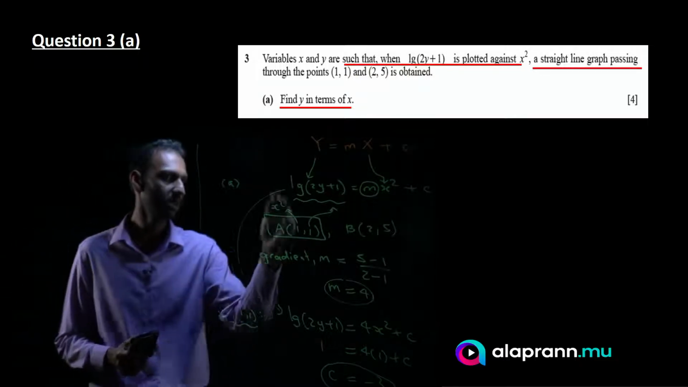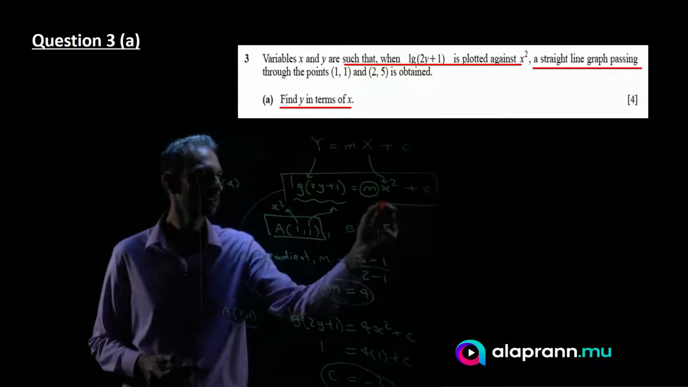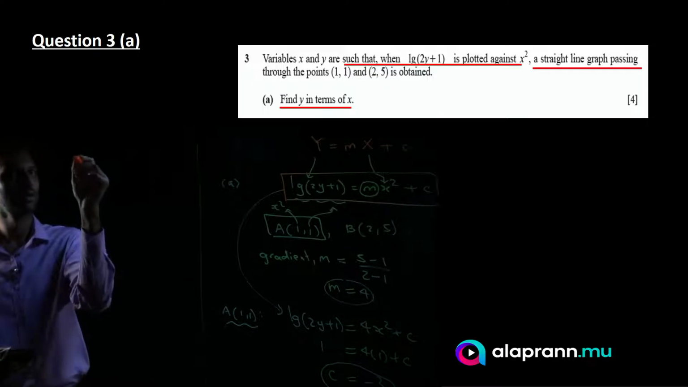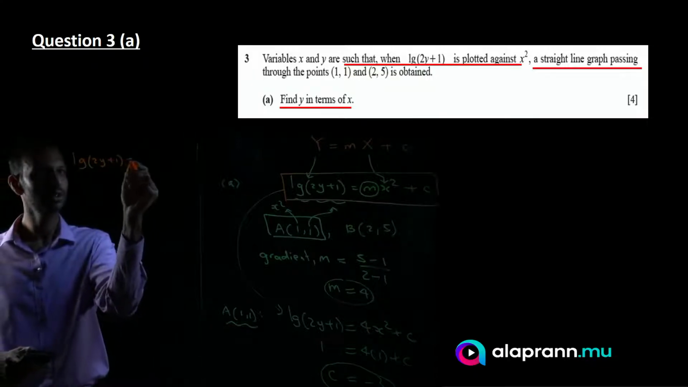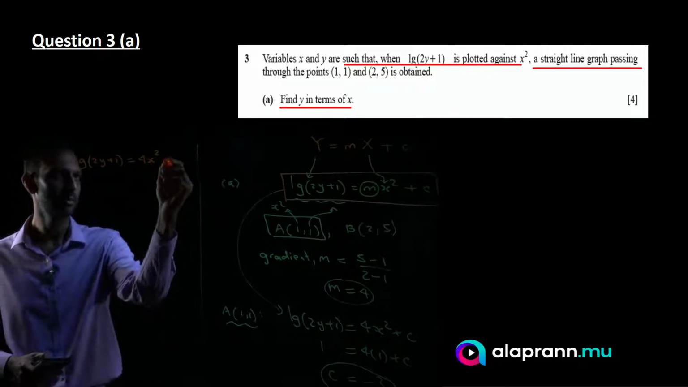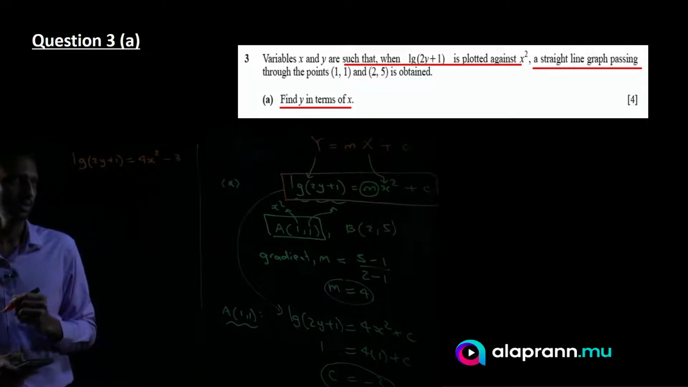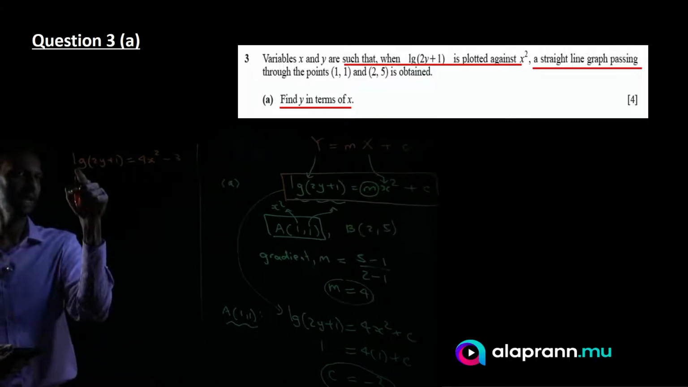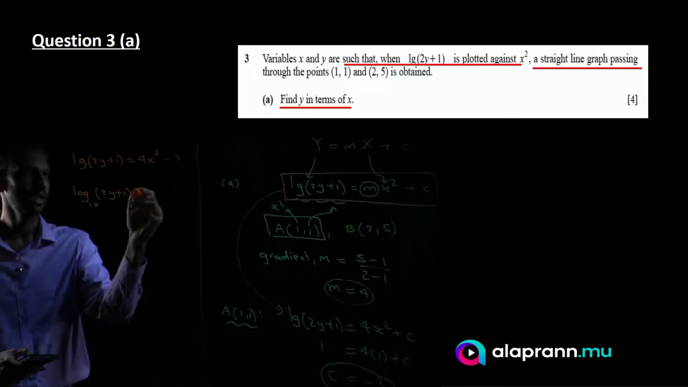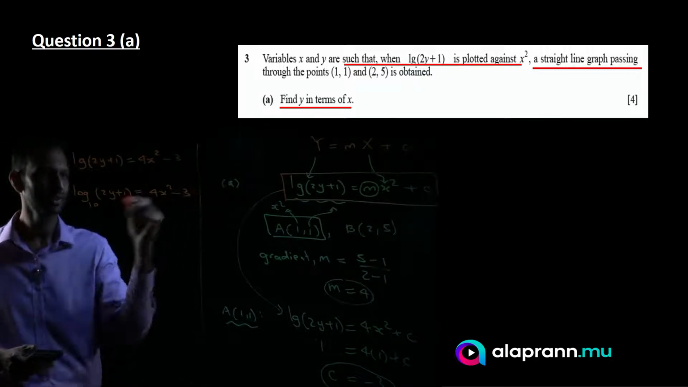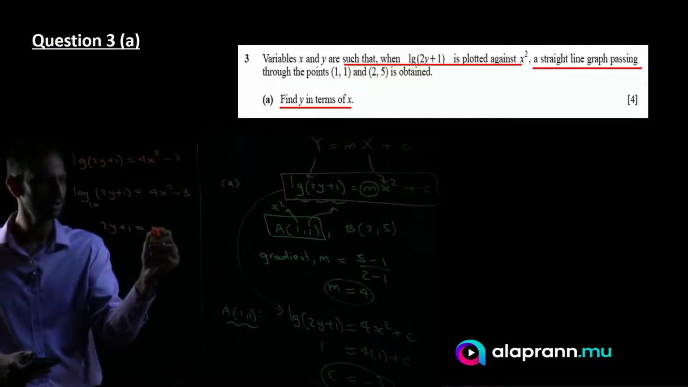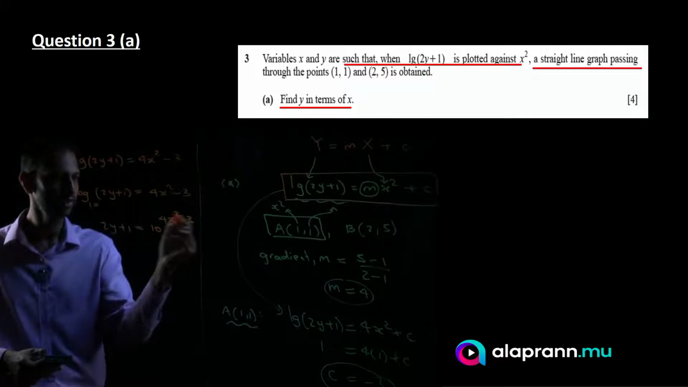Now, as I said, the equation which we are dealing with now is this one. So let's replace all the values. So log of 2y plus 1 is equal to m, which is the gradient, 4x squared, plus c, which is minus 3. Now, don't forget that lg is log of 2y plus 1 to base 10. And that's equal to 4x squared minus 3. So when I change it to index form, I have 2y plus 1 is equal to 10 to the power of 4x squared minus 3.